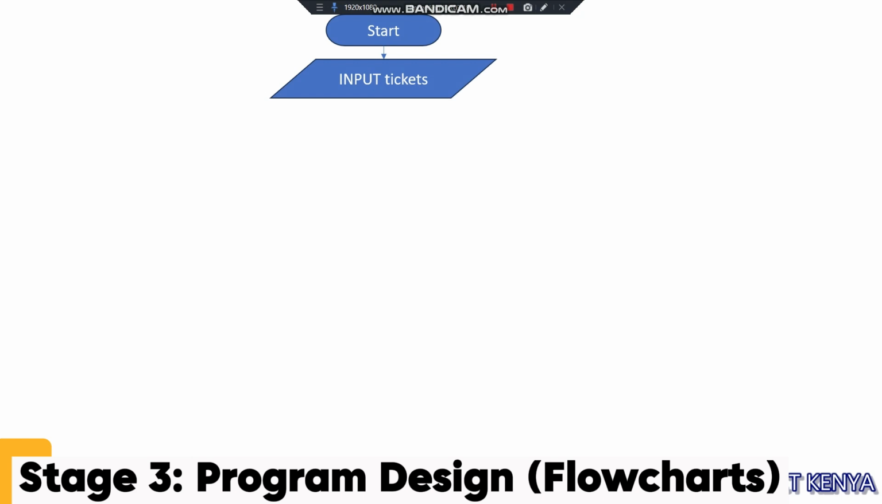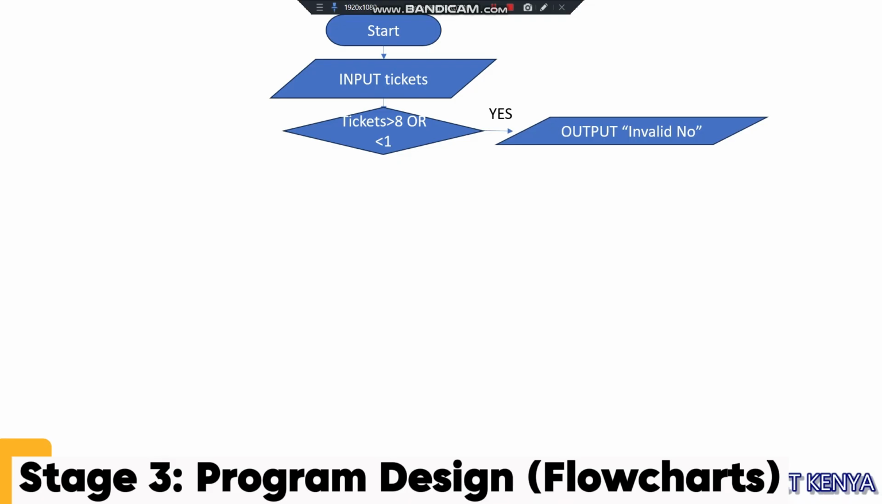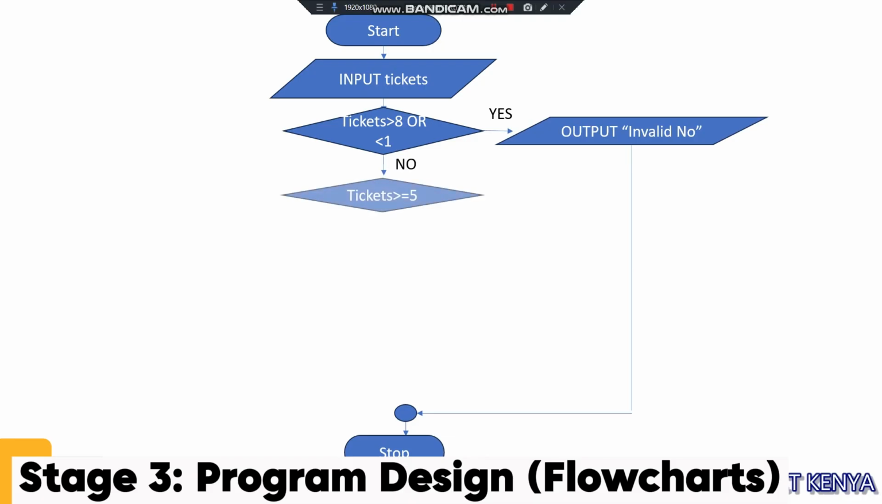Then after that, the first thing to check is the number of tickets to be purchased. We use a diamond box. Check if the number of tickets is greater than 8 or less than 1. If yes, then it means it is invalid input, and therefore the program should immediately stop. What about if no? We start another check. Is this person qualifying for discount?